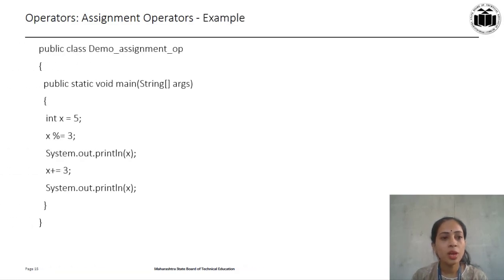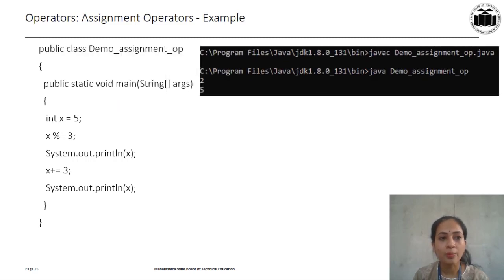Here I have created one variable, x = 5, and I have performed the modulo equal to operation on x. After executing this program, when you perform modulo equal to, your result is 2, which returns the remainder of this operation. So in this way you can perform the assignment operators.